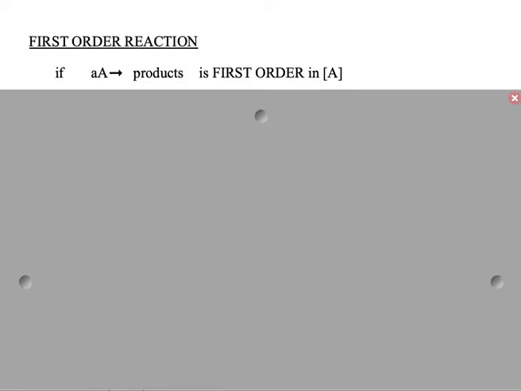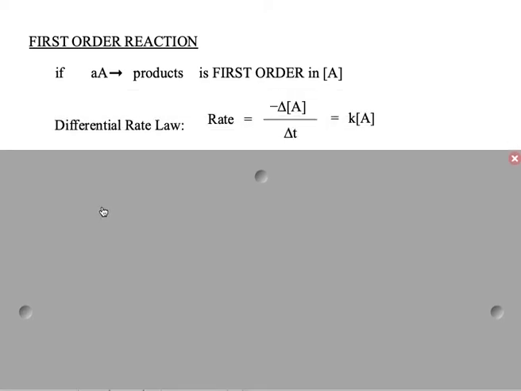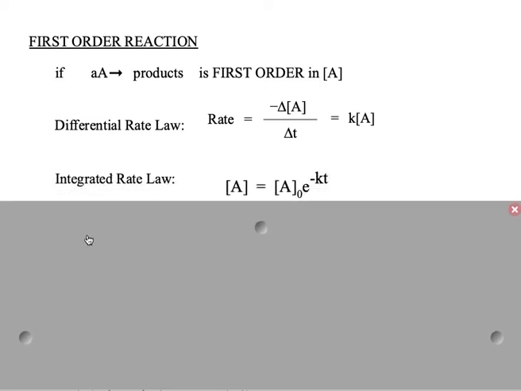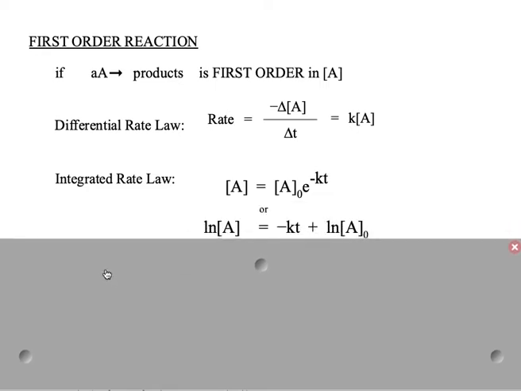Now, for a first order reaction, if A forming products is first order with respect to A, we know the differential rate law looks like this. Integrating that to get the integrated rate law gives us the following. The concentration of A equals the initial concentration of A times e raised to the power of negative kt. Or, if I take the natural logarithm of both sides, I obtain the logarithmic form of the integrated rate law for a first order reaction. The natural logarithm of [A] equals negative kt plus the natural logarithm of the original concentration of A.